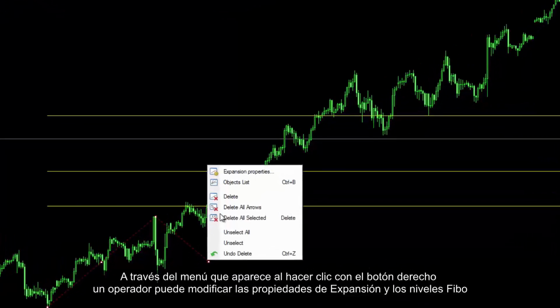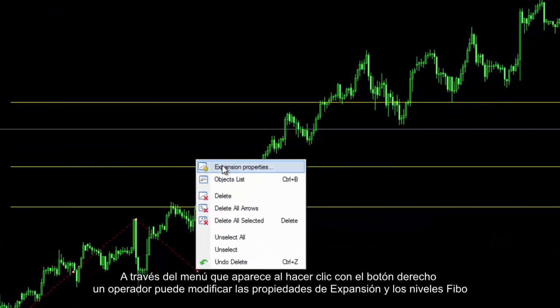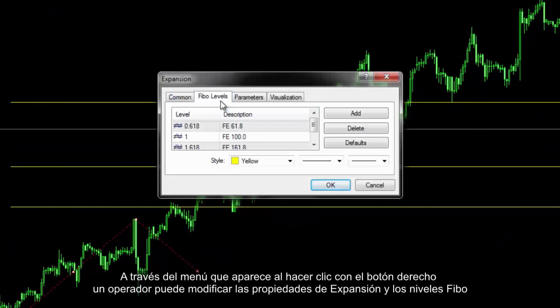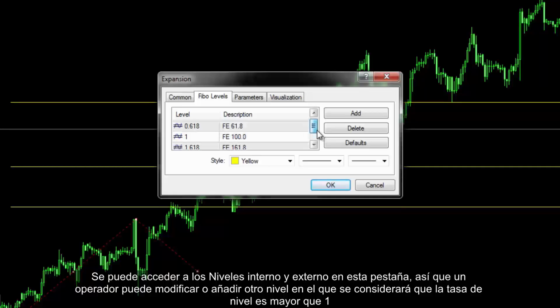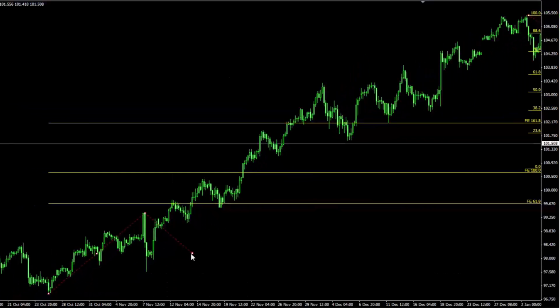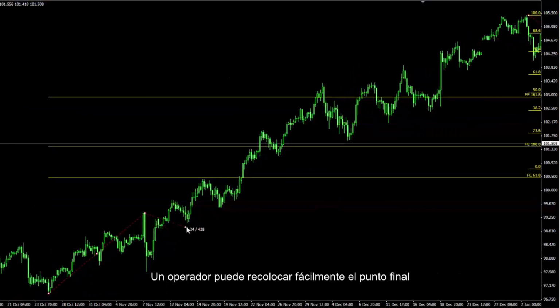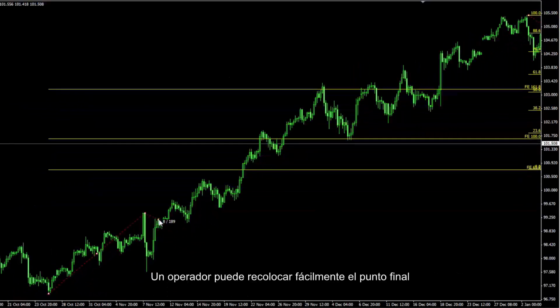Through the right-click menu, expansions properties, Fibo levels can be modified by a trader. The internal and external levels are accessible in this tab, so a trader can modify or add another level in which level rate will be considered higher than 1. The endpoint can be relocated by a trader easily.